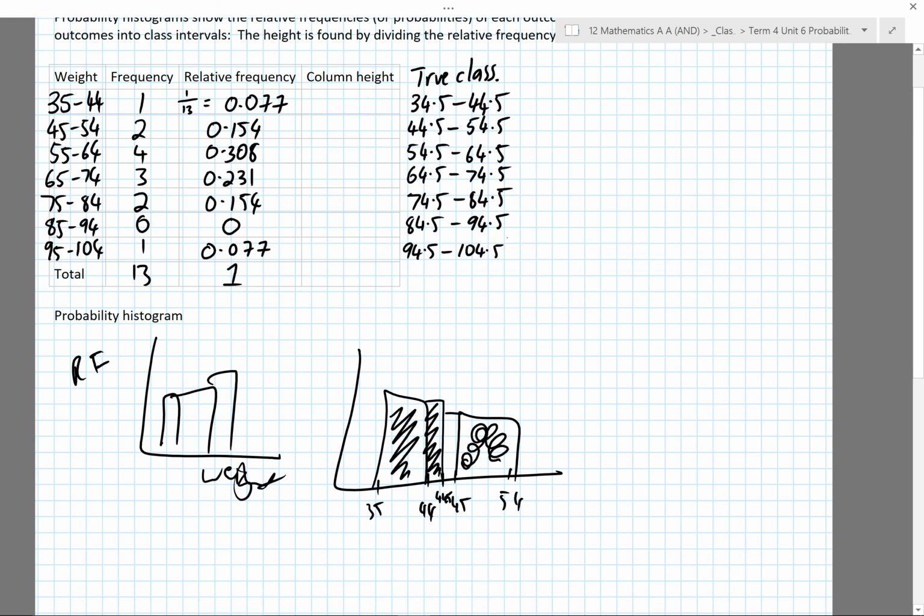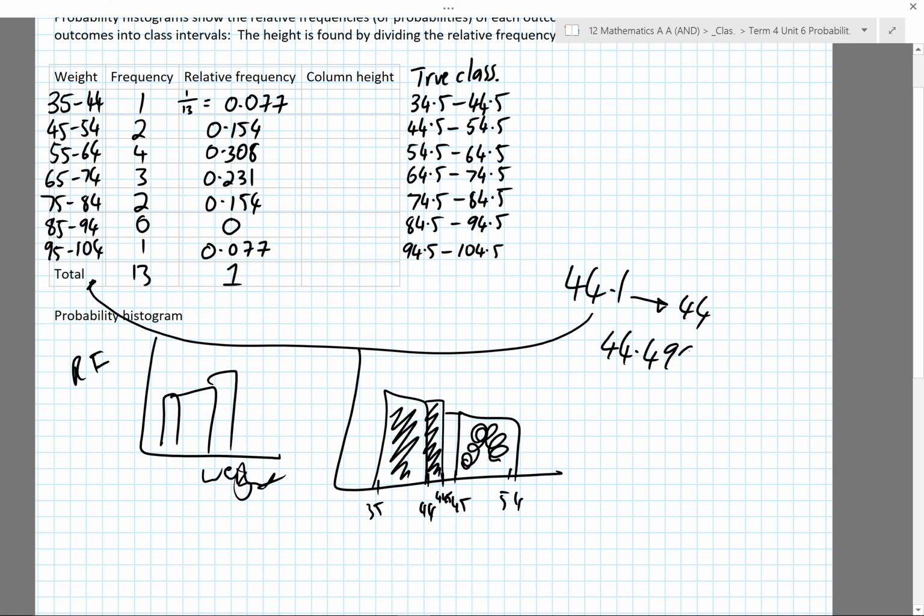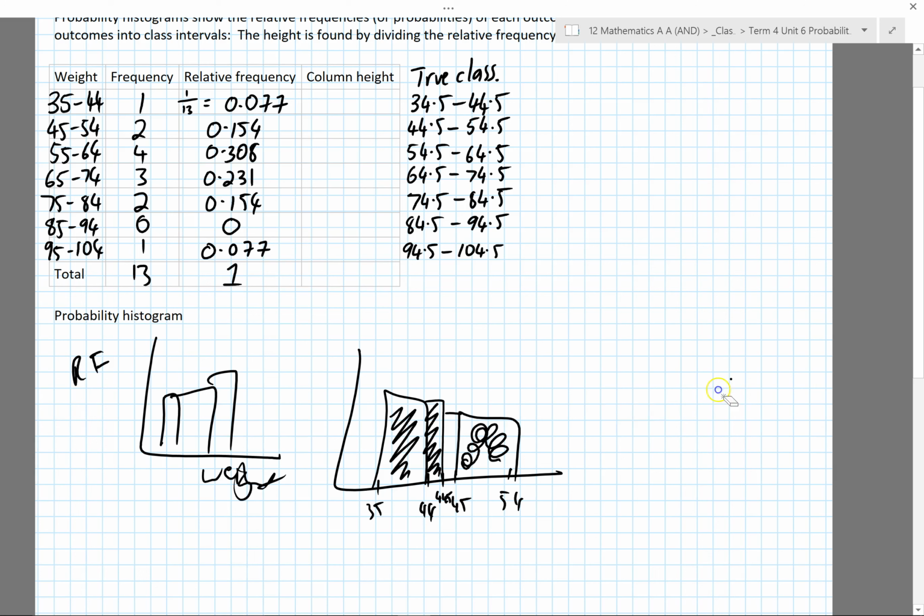This should make sense, because if I had someone come in that weighs 44.1 kilos, and I'm looking at these limits, I would round this to 44 and it would go in the 35 to 44. Okay, same with everything up to 44.499999. That would still go there, which makes sense why our true class limits are as they are. Okay, so that's one thing that we're aware of.